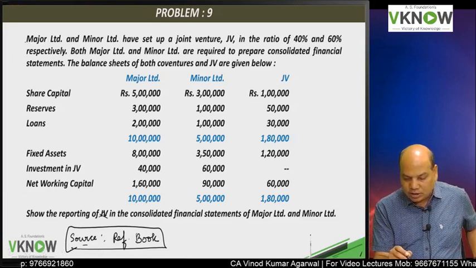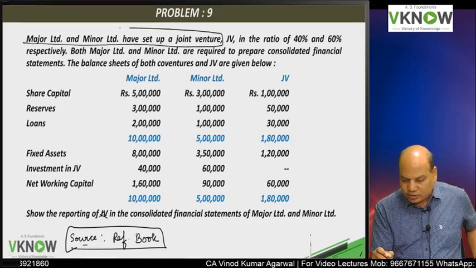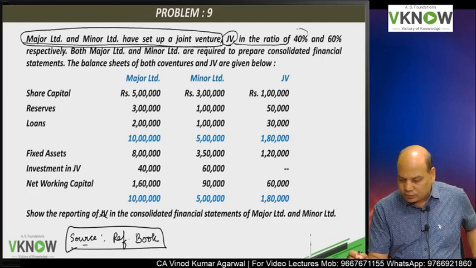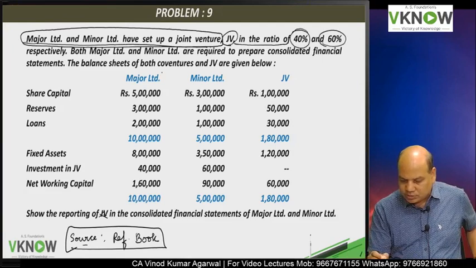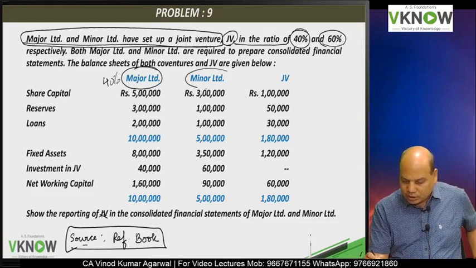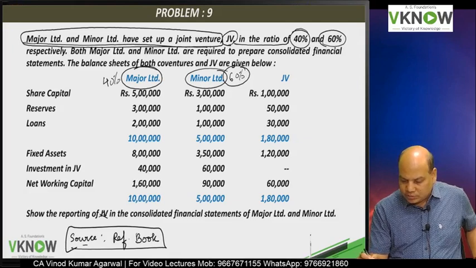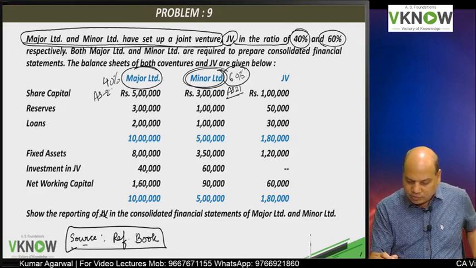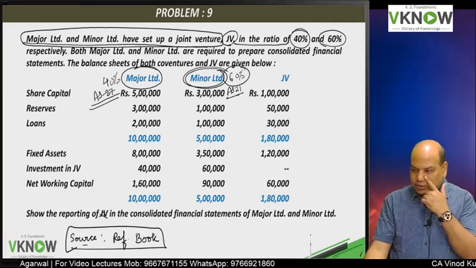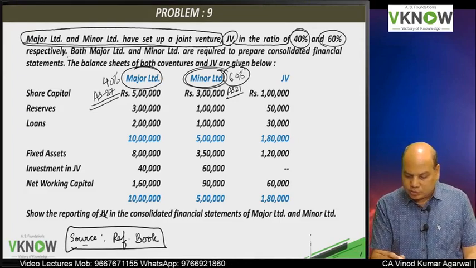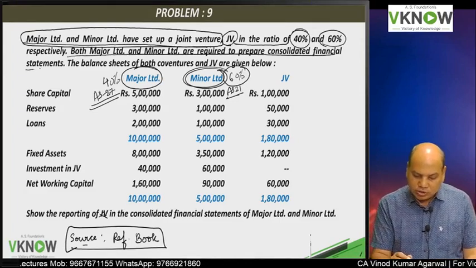Major Limited and Minor Limited have set up a joint venture called JV in the ratio of 40% and 60%. So Major Limited is holding 40%, Minor Limited is holding 60%, but because it is more than 50%, Minor Limited will apply AS 21 and Major Limited will apply AS 27. Minor will apply AS 21, it is holding more than 50%. Now the question says both Major and Minor are required to prepare consolidated balance sheet.